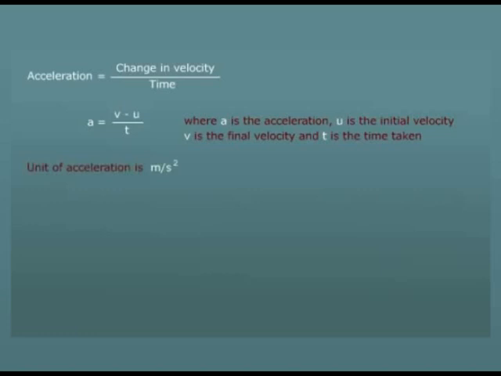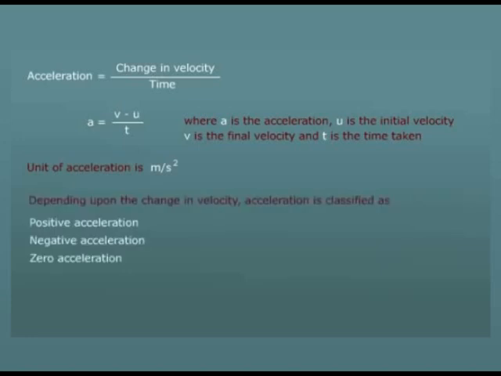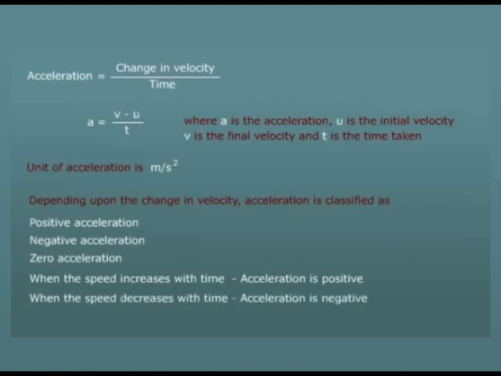Unit of acceleration is meter per second squared. Acceleration is a vector quantity. Depending upon the change in velocity, acceleration can be positive, negative, or zero. When speed increases with time, then acceleration is positive. It is negative when the speed decreases. A moving body has zero acceleration if the speed is uniform.